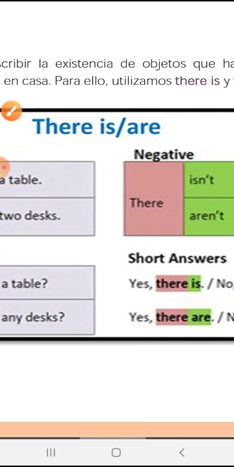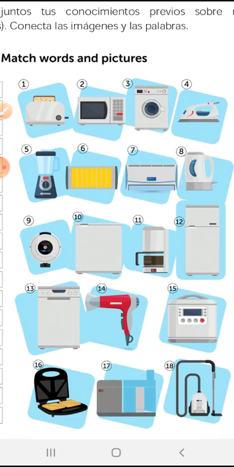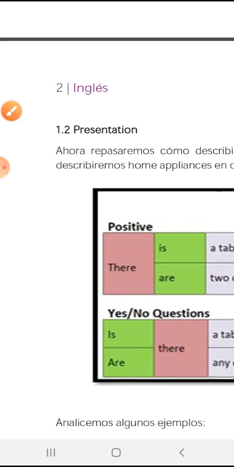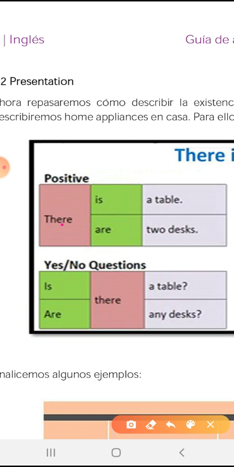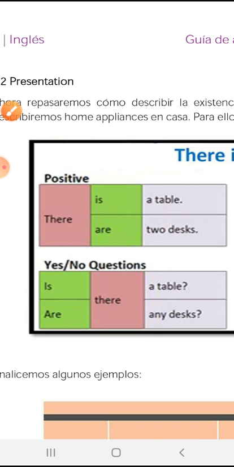Okay. Now more examples. Imagine that, for example, in your house, you have a blender. Yes, a blender in your house. So you say, there is a blender. There is a blender in my house. There is a blender in my house. Hay una licuadora en mi casa.